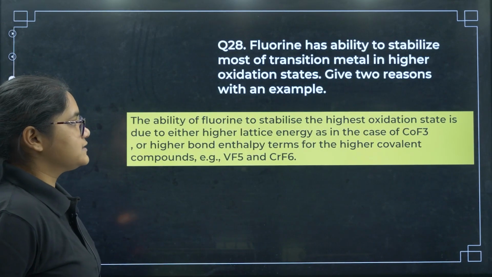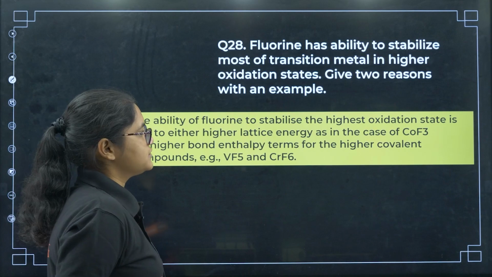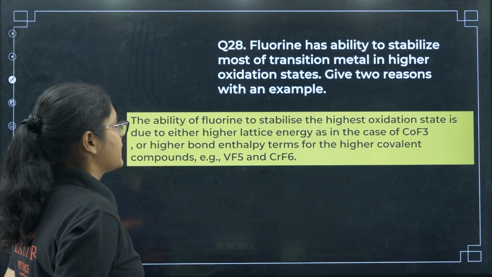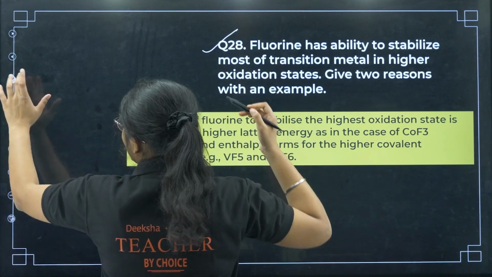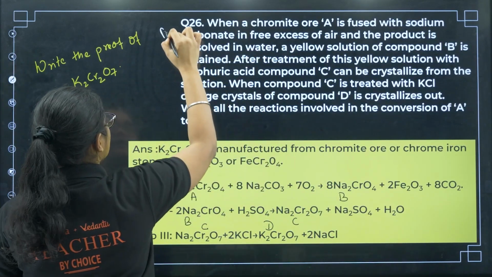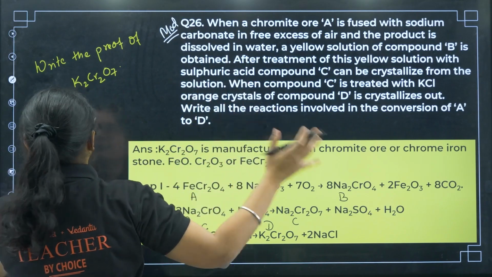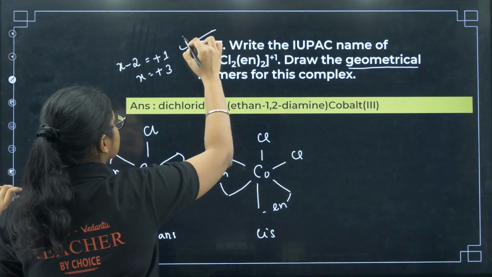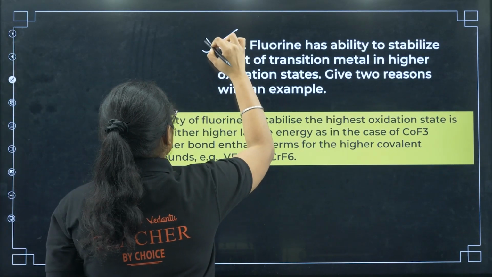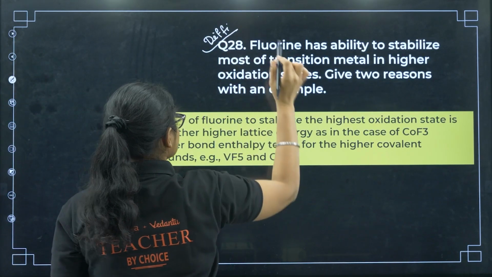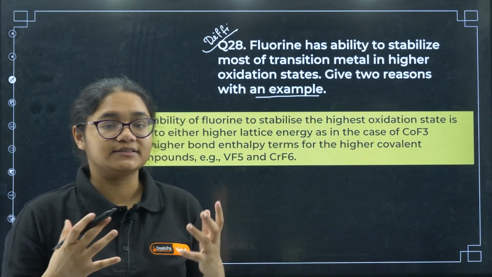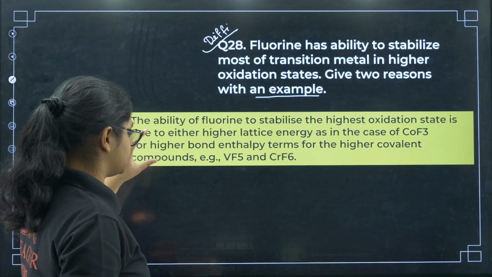Okay, next, fluorine has the ability to stabilize most of the transition metals in higher oxidation states. Give 2 reasons with an example. Again, if I take the level, I can say this is moderate, because many of you may be able to guess, I think. Not very easy, but I think this one is a little bit on the difficult side, because they have also told you to explain with an example. So we might not have studied the example properly, so it is very important to study here.